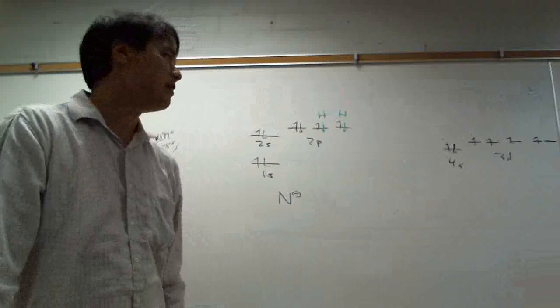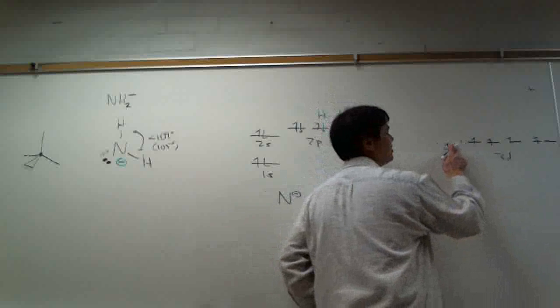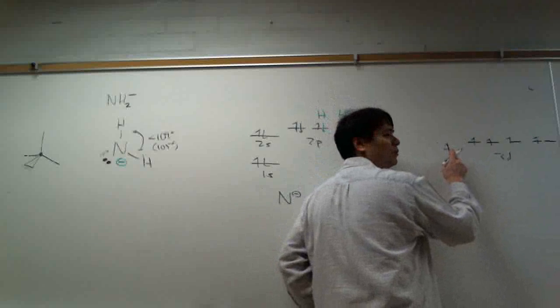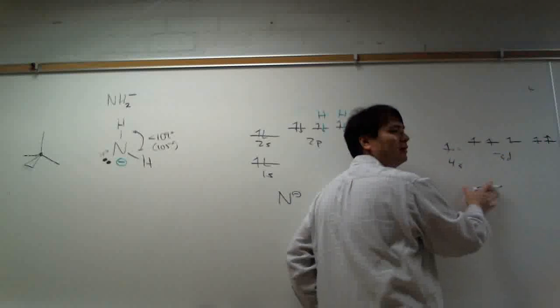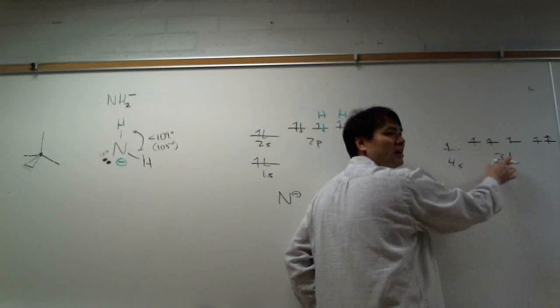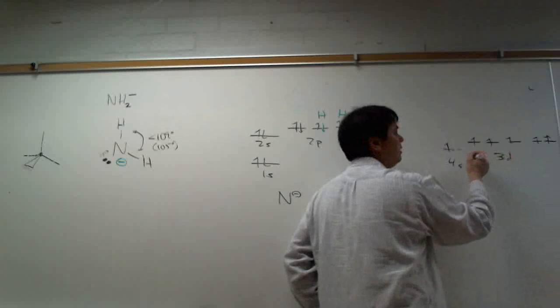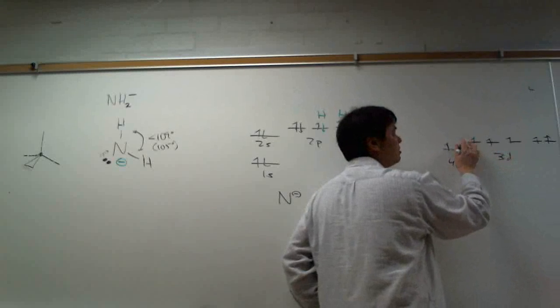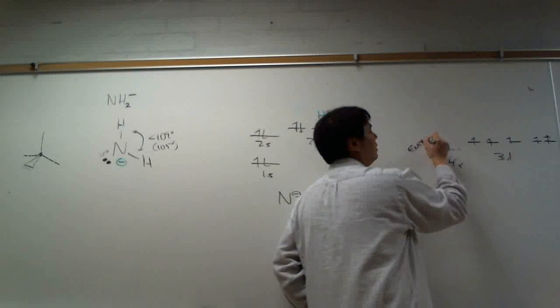And so what do we have to fix? Well, we got to fix this. Only way to explain that or describe it is to promote one of these 4s up to the 3d and then talk about the stability of a half-filled d subshell. Promote means it's going to cost you energy. How much energy does this cost? It costs this much energy. Is that stable?